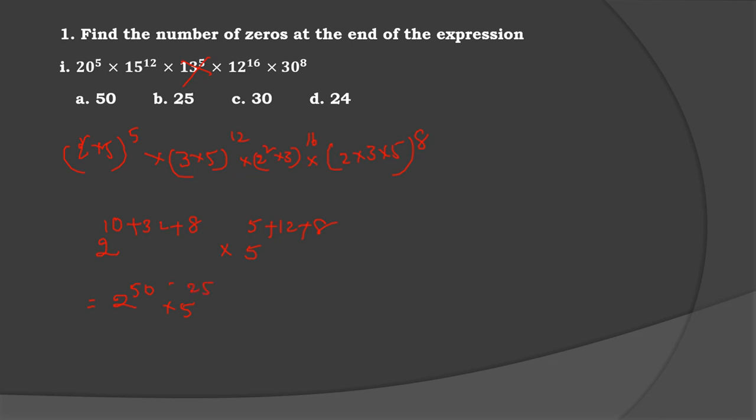Then how many combinations are we getting? 2 into 5 combinations. For this, one small trick is to take only the least power. The least power is the number of 5s, 25, whereas the number of 2s is 50. The combination is 2 into 5, right? From here we are getting only 25. Taking the least power gives the number of combinations. So the number of combinations equals 25, that is the number of zeros equals 25. 25 is the number of zeros at the end of this expression. So the answer is 25.